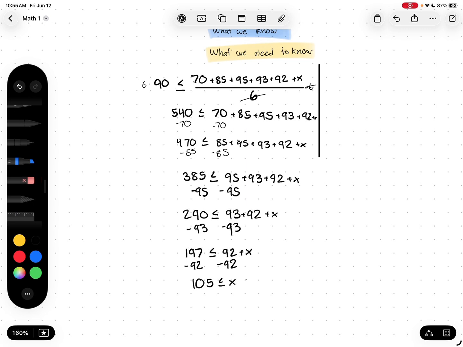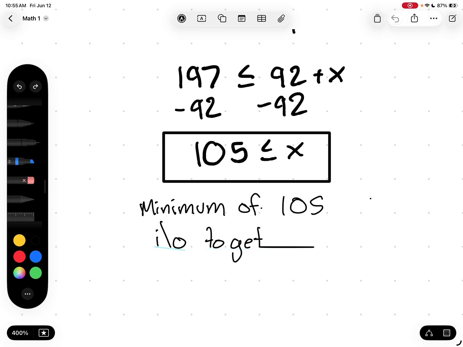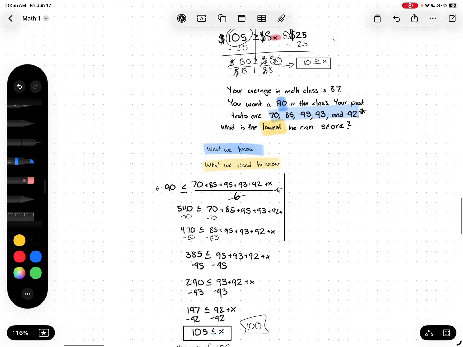Okay, so as you can see, I finished solving it, and look at the final number we have here. After all of that, we are left with 105 is less than or equal to x, which means that on this test, he has to score a minimum of 105 in order to get a 90 final average. So is it possible for him to even get a 90 average? No, because the max score on a test is 100, unless you have extra credit, but we're going to assume that there's none. So he cannot get a 90 final average.